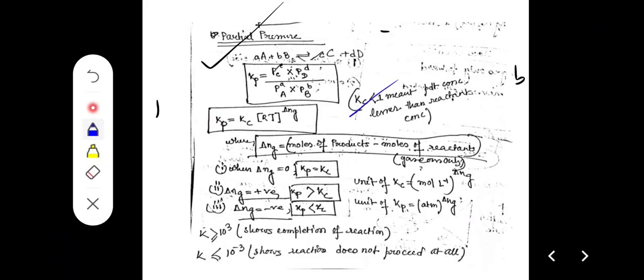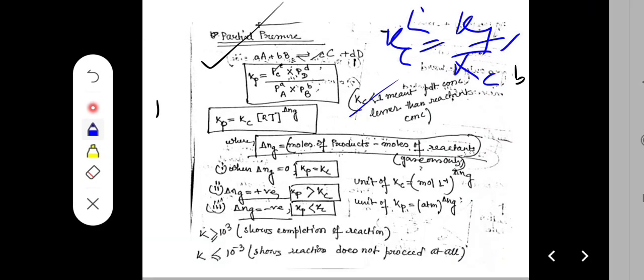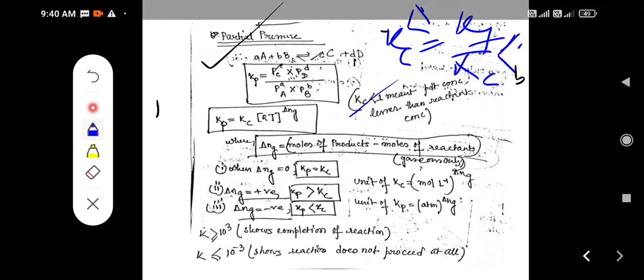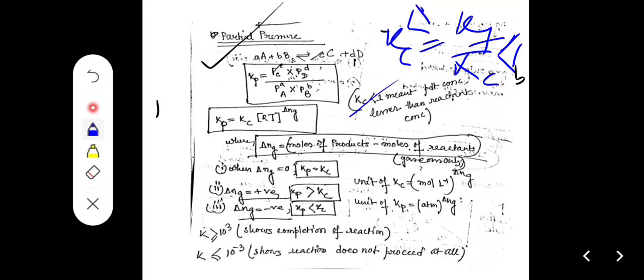Kc less than 1 means product concentration is lesser than reactant. Kc means what? That must be Kf by Kb. And if Kc is less than 1, means Kf by Kb should be less than 1. Means the forward direction is less than the backward direction, that is, product concentration is lesser than reactant concentration.